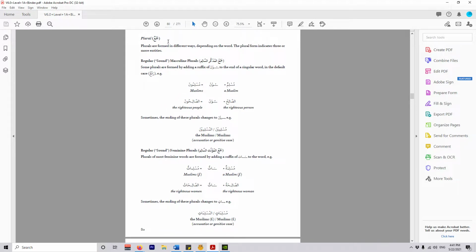And then we have plurals, jam'un. So there's many different ways to make plurals in Arabic, but the easiest and most basic way they call jam'un salimun. So a sound plural. And here we have the sound masculine plurals, or jam'u al-mudhakkar as-salim.